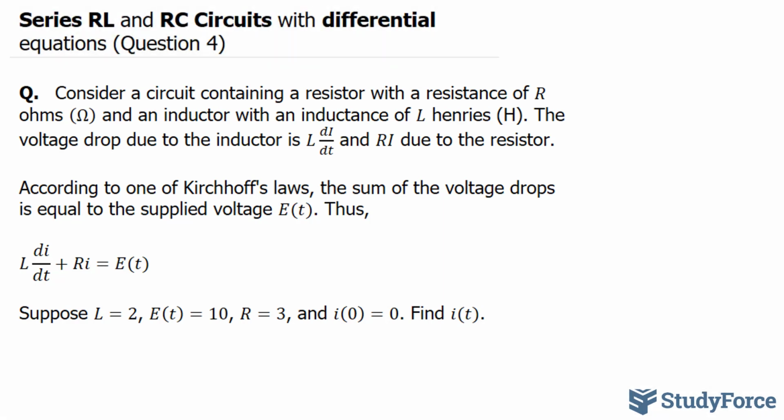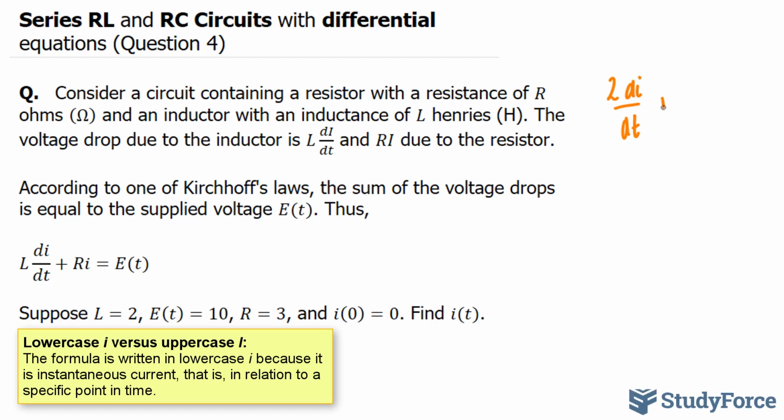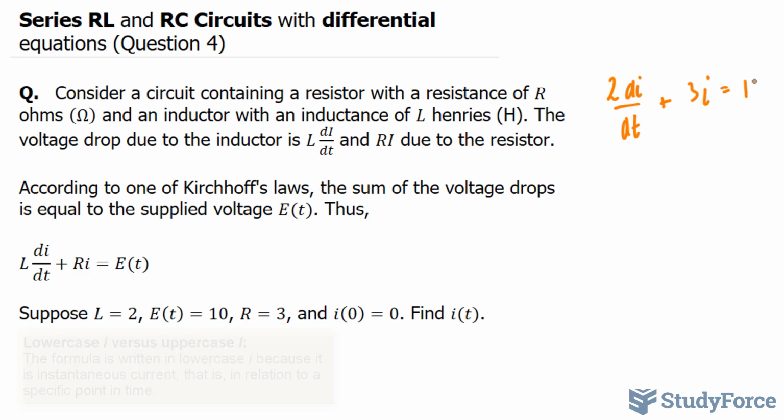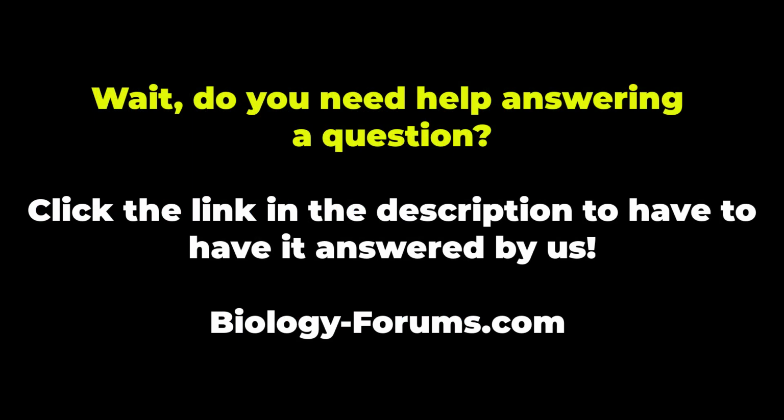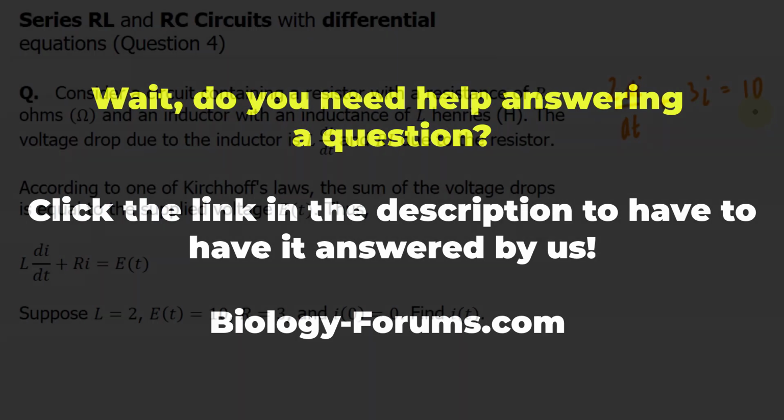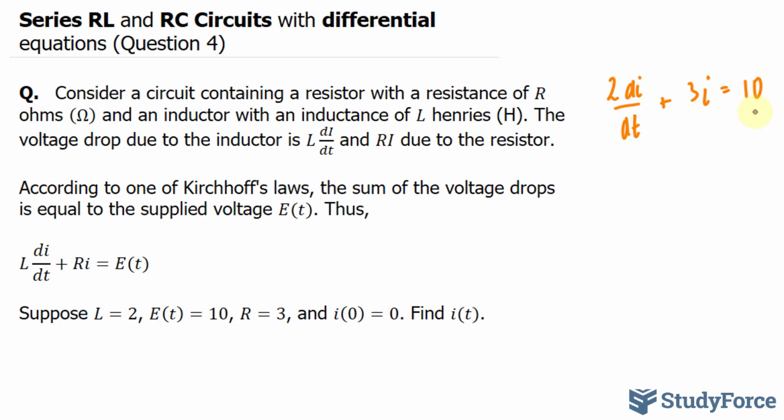So let's go ahead and substitute the values that we know. I'll substitute this 2 into this L, where I have 2 times di over dt, plus the resistance is 3 times I is equal to 10. What I want to do is separate the I terms from the T terms. That way I can integrate both sides. So I'll take this over and I end up with 10 minus 3i. And on the left side I have 2 times di over dt. My goal is to get this di on this side and leave this dt on the left side.